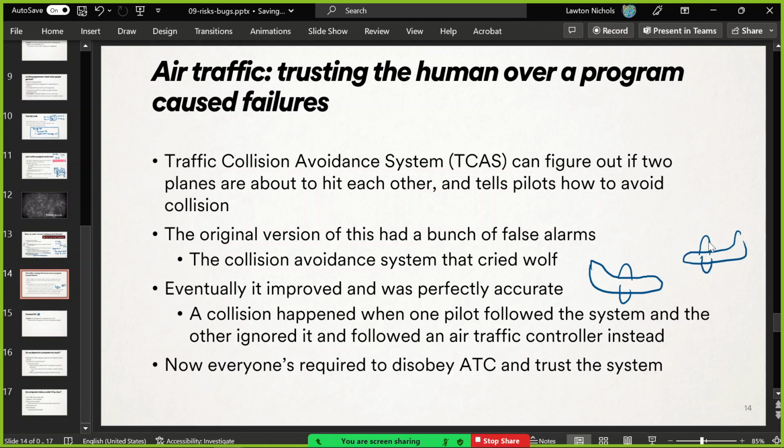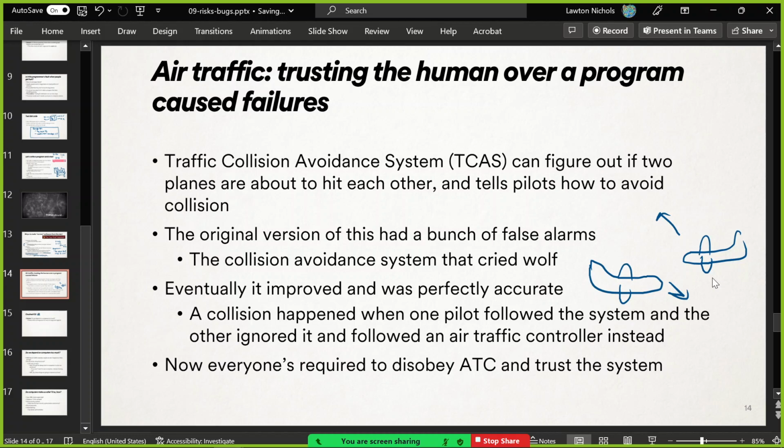And what this traffic collision avoidance system does is it tries to notice, given the direction and the speed and the altitude of these planes, if they're about to hit each other. If it thinks that there's a problem, this automated computer in each of these planes can say, all right, this guy go up, increase altitude, this guy decrease altitude, or maybe turn left, turn right, things like that. So it can tell pilots how to avoid a potential collision, which is really nice.